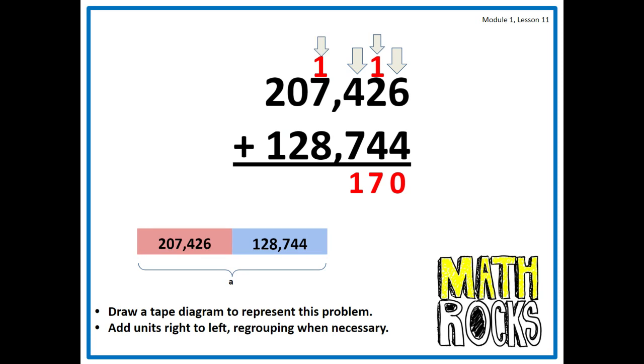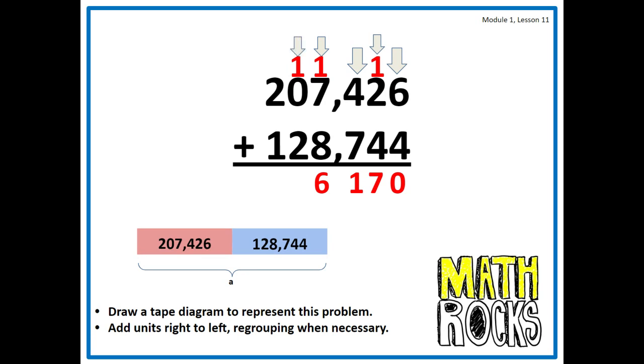Use your doubles to help you. 7 and 7 is 14, so 7 and 8 is 15. And 1 more 1,000 makes 16. And we cannot have 16 thousands. We've got to make a group of 10 thousands. And you'll see it moved right over there. And 6 of them stayed in the thousands place.